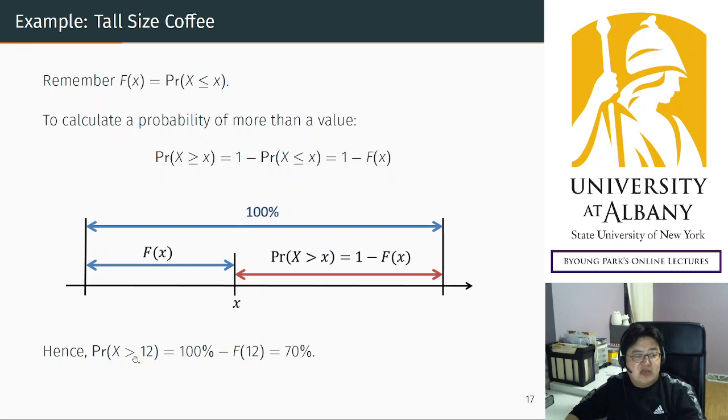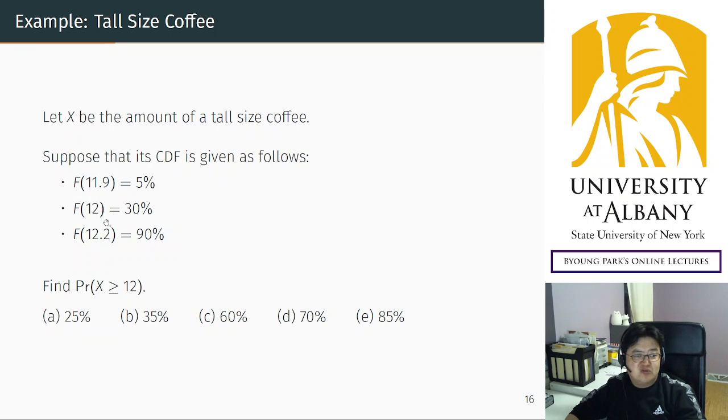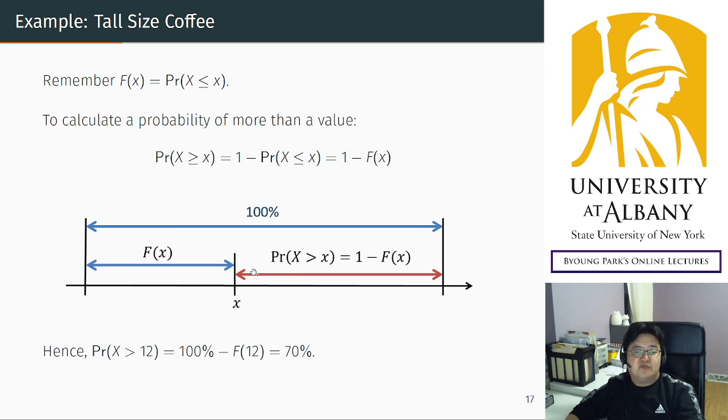By the way, the inequality does not matter, whether you include 12 or not, because 1 point has no probability. So the probability greater than 12 and the probability greater than or equal to 12 are the same. Including 1 point does not make any change. So you can simply ignore the equality. Anyhow, it's intuitive, 70%, pretty simple.